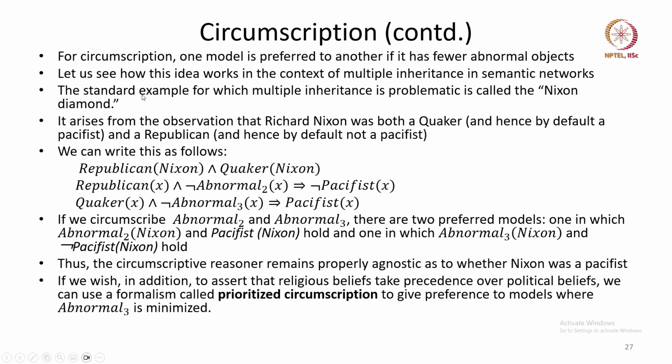Because there may be some type of clash happening over there, that is, you have multiple inheritance, okay? For example, Republican Nixon and Quaker Nixon. You have two statements like this: Republican X and not abnormal 2 of X implies not pacifist X, and Quaker X and not abnormal 3 of X implies pacifist X, right? So depending on this abnormal quantity that you have here, it can be either pacifist or not pacifist, right?